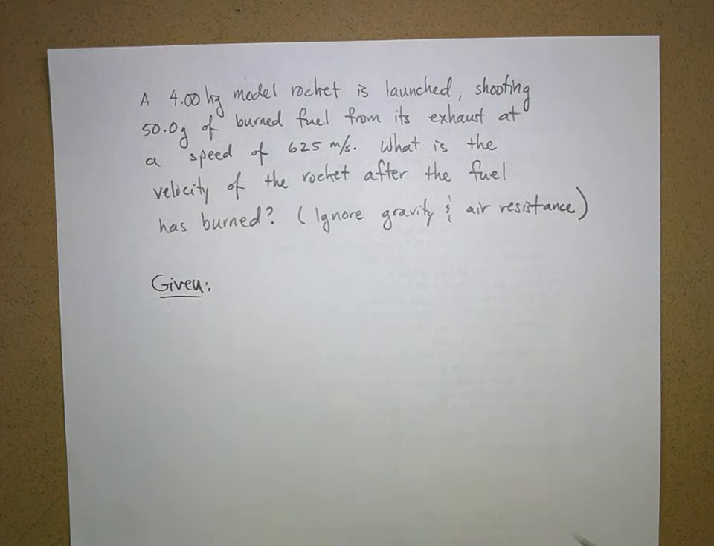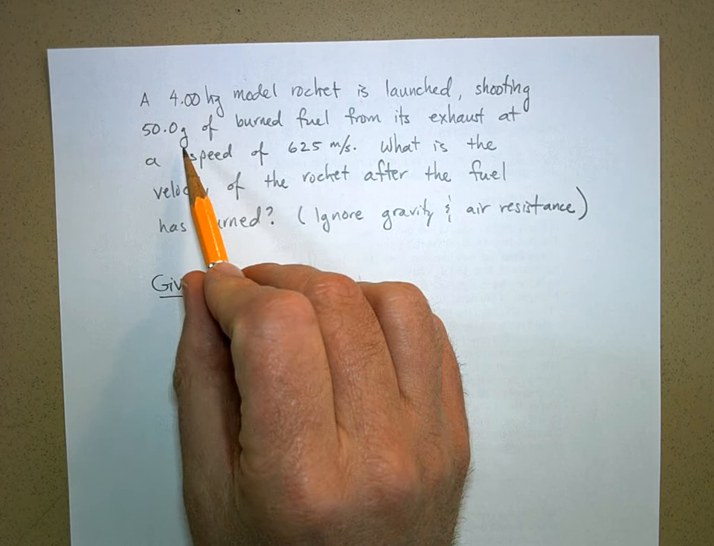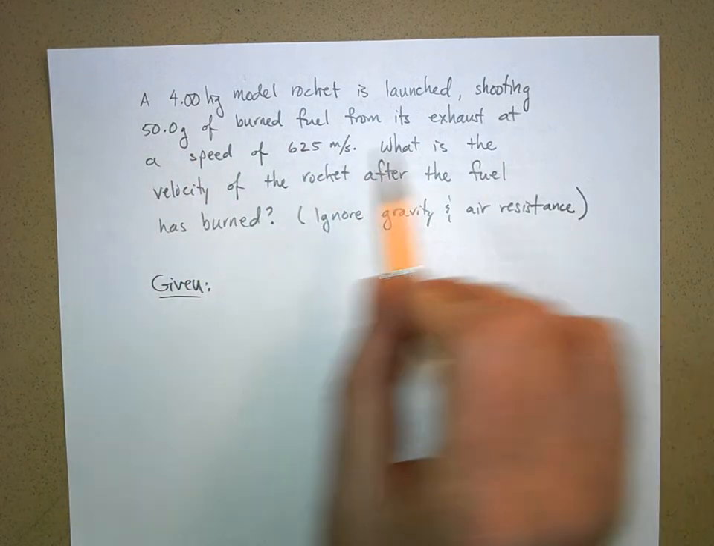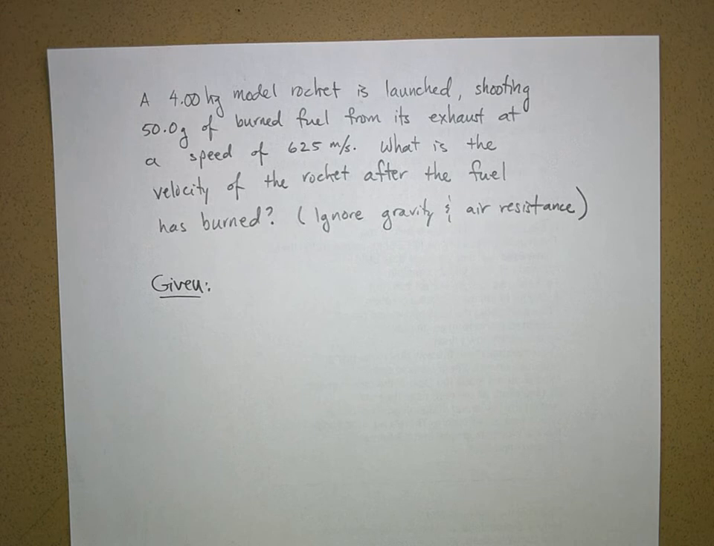So here's our problem. A 4-kilogram model rocket is launched, shooting 50 grams of burned fuel from its exhaust at a speed of 625 meters per second. What is the velocity of the rocket after the fuel has burned? We're told to ignore air resistance and gravity. If you do that, you're saying that the rocket and its fuel are a closed system. There are no external forces on the system, so therefore you can say that momentum is conserved.